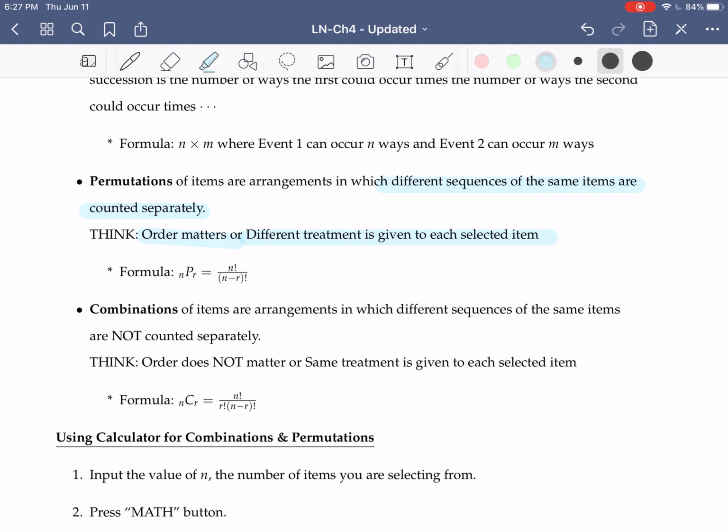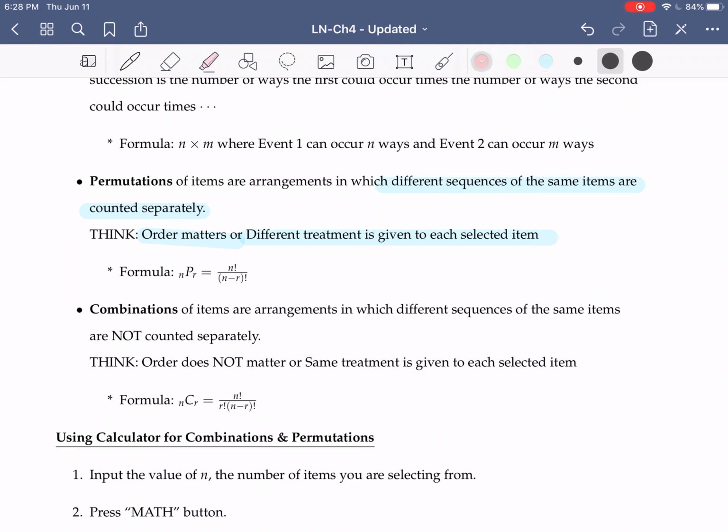If you're thinking about a qualifying race, maybe the top 3 move on, but the order does not matter. That would be a combination. So there, arrangements of different sequences of the same items are not counted separately. Order does not matter, or we have the same treatment given to each selected item. And so for both of these, we have some formulas. For our permutations, our formula is n factorial over n minus r factorial. For our combinations, it's n factorial over n minus r factorial times r factorial.